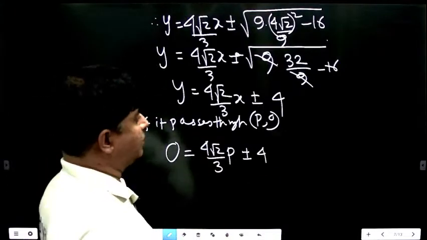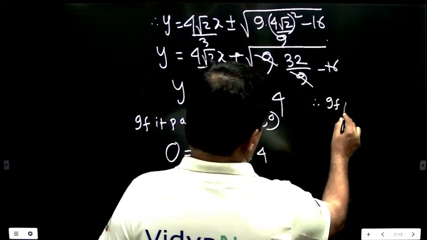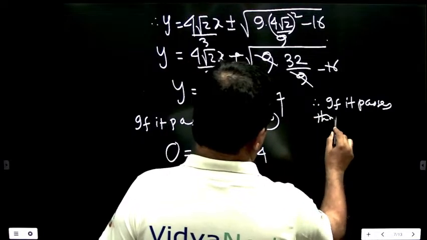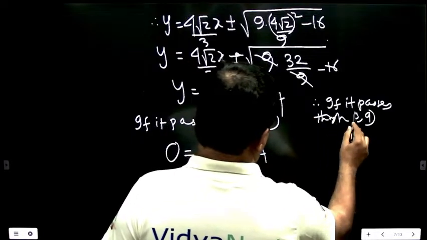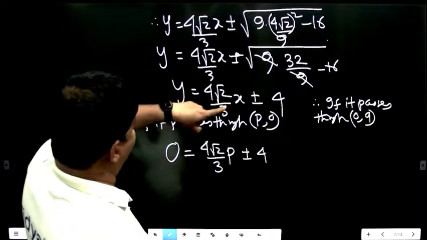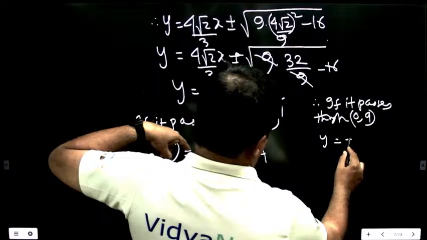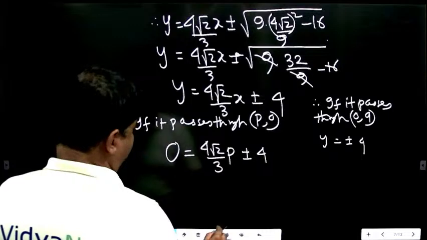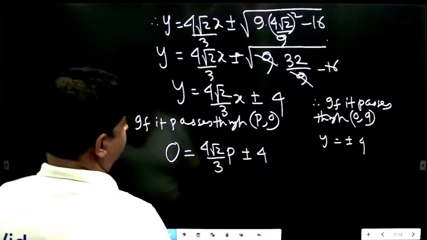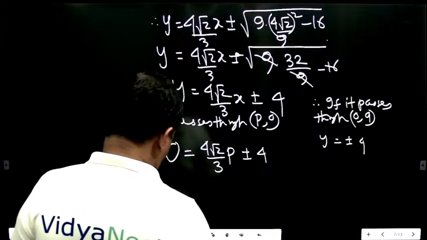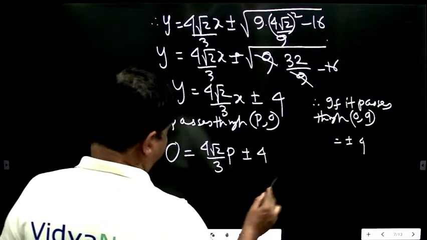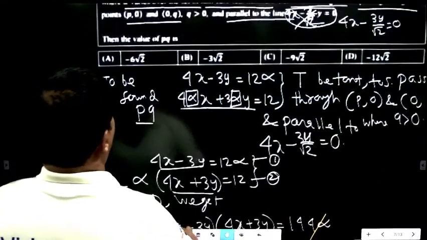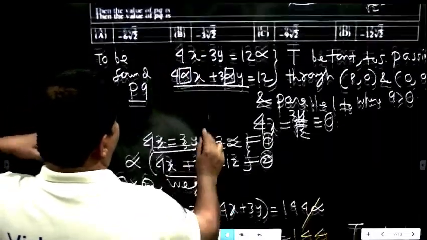And if it passes through 0 comma q, in place of x I will put 0, y will be plus minus 4. But one thing to be remembered, in place of y I can put q. Now see the question again. See the question, q is positive, so p must be negative.